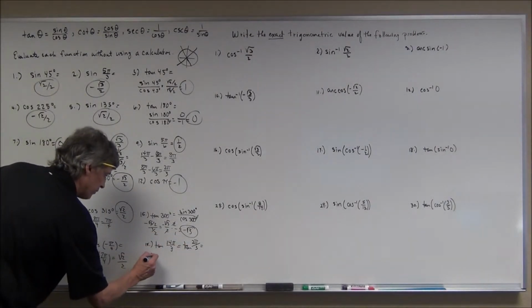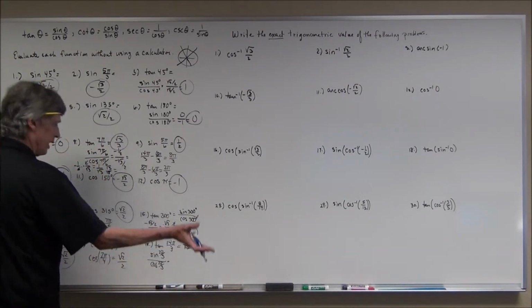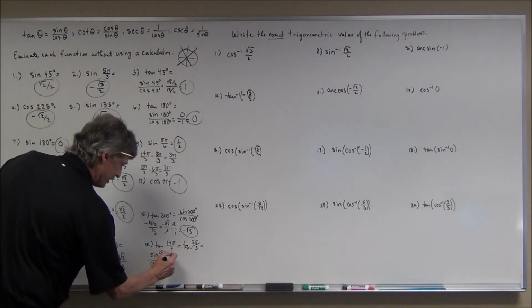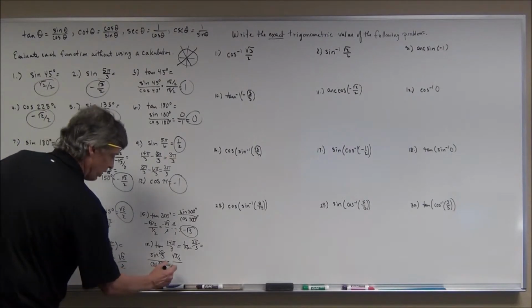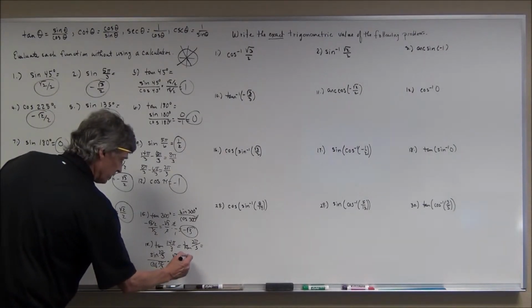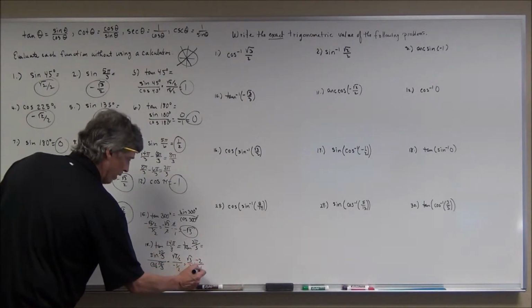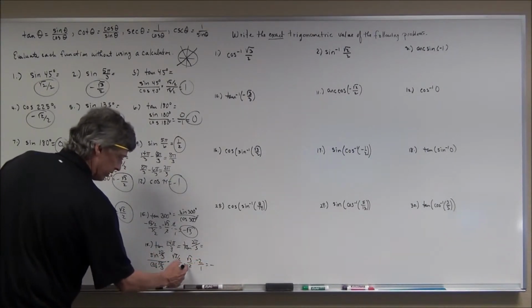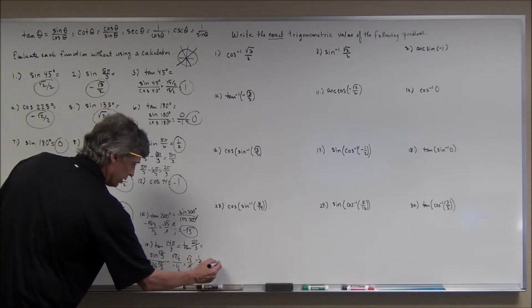This is the sine of 2 pi over 3 over the cosine of 2 pi over 3. Now the sine of 2 pi over 3, that's going to be positive square root of 3 over 2. Cosine of 2 pi over 3 is going to be negative 1/2. So this is positive square root of 3 over 2 times the reciprocal, which is negative 2 over 1. So this is going to be negative, because I have a positive times a negative. The 2's cancel. Square root of 3 over 1 is just the square root of 3.